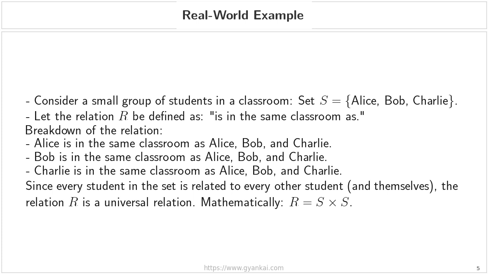Because every single student in our set is related to every other student, and crucially, to themselves, this relation R is a universal relation. Mathematically, we express this by saying that relation R equals the Cartesian product of set S cross set S. This confirms that every possible pairing has been made, which is the very definition of the universal relation we have been discussing.